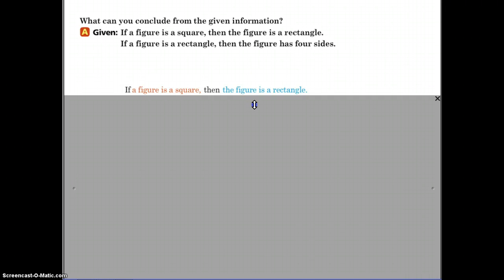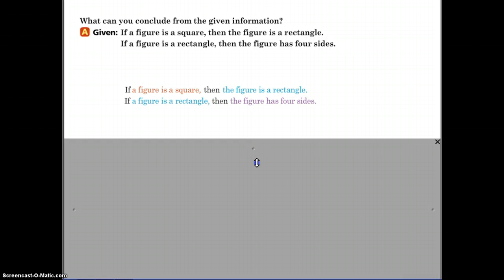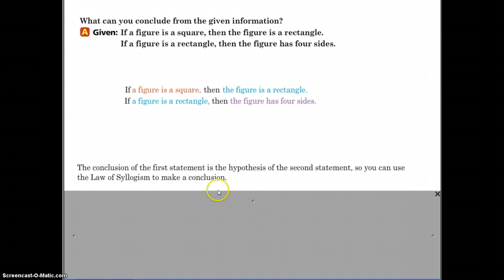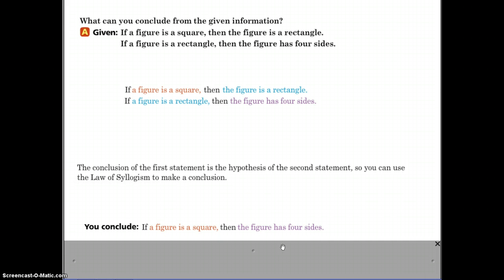So let's break this down to our P, Q, and R. If a figure is a square, our Q is the figure is a rectangle. We need our Q to repeat: a figure is a rectangle, and now we have our R statement, the figure has 4 sides. So the conclusion of the first statement is the hypothesis of the second statement. Basically, our blues match, so you can use our law of syllogism. Our final conclusion is if a figure is a square, then the figure has 4 sides.